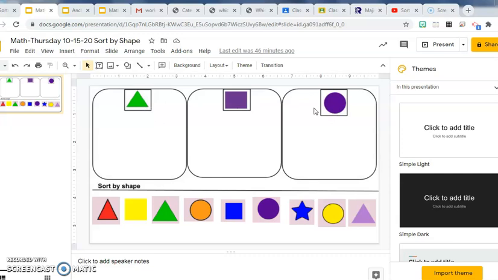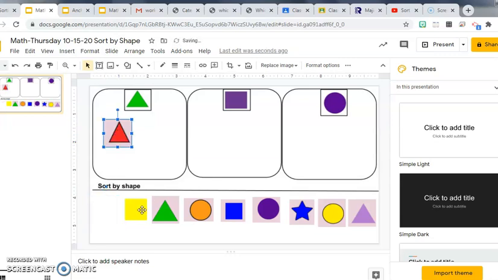The color is not what I'm looking for right now. I am looking for the shape. Okay? So for example, where should I put this one? With the triangles, square, or circle? It should go with the triangle, so we'll move it up here. This one with the squares, right? So we'll move it up here. And that's how you're going to do this homework.